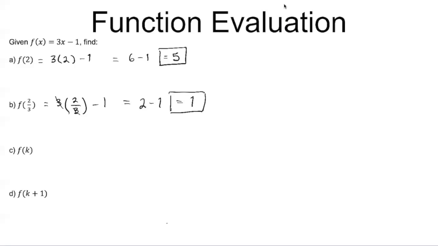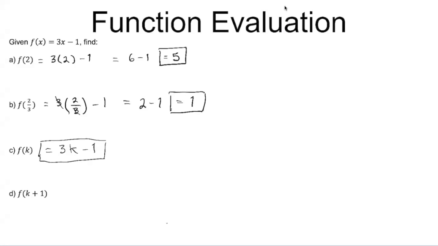For the second example, now I am substituting 2 over 3 for x. When that happens, conveniently, the 3 that is being multiplied times the 2 over 3 gets canceled out by the denominator, because 3 divided by 3 is 1, times 2 is 2, 2 minus 1 is 1.